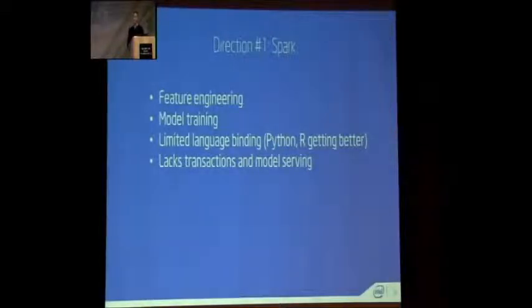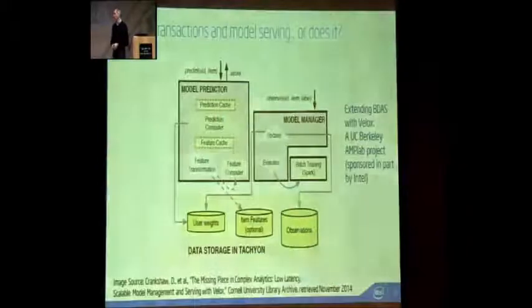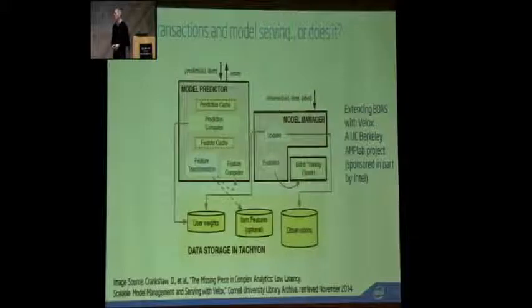Well, we get the feature engineering, we get the model training, we get limited language binding, but it's getting better. And it still lacks transactions and model serving, really. I mean, unless you're going to just serve the model directly off the model and not do anything sophisticated with that, the scoring. Or does it? How many of you heard of Velox?